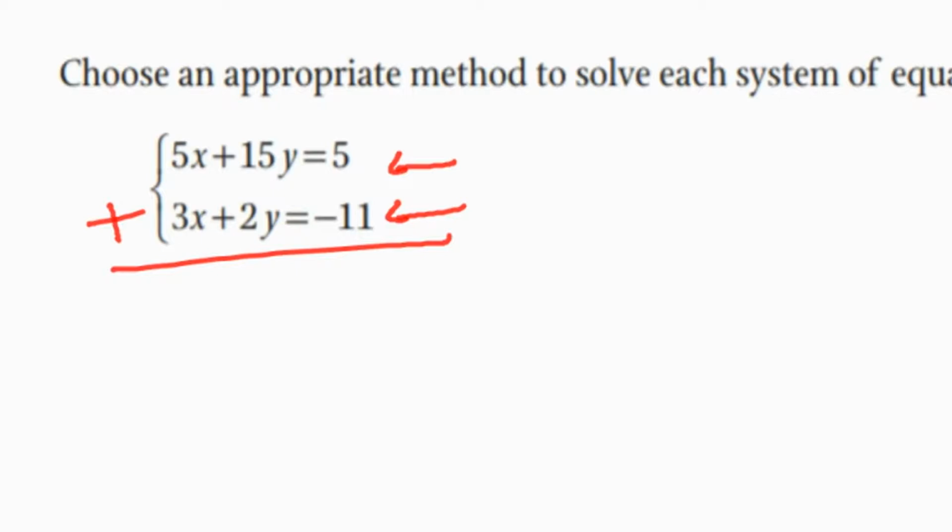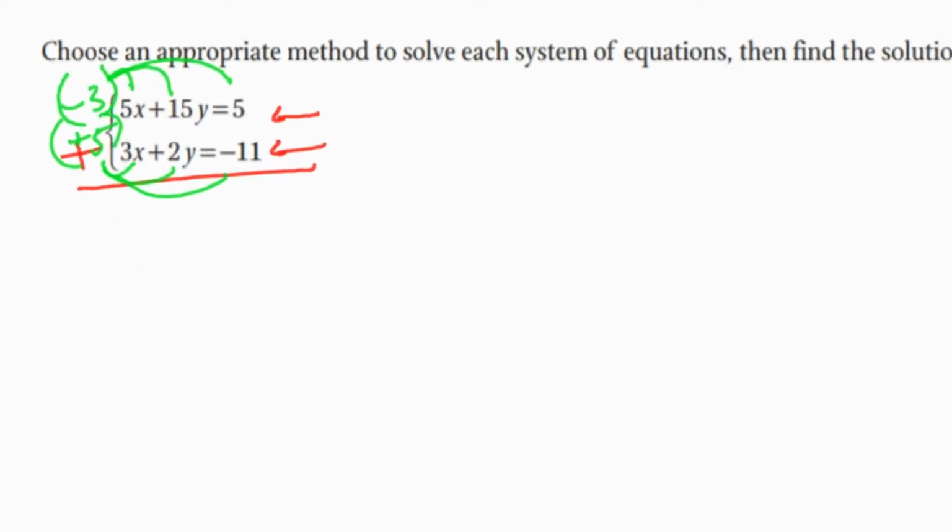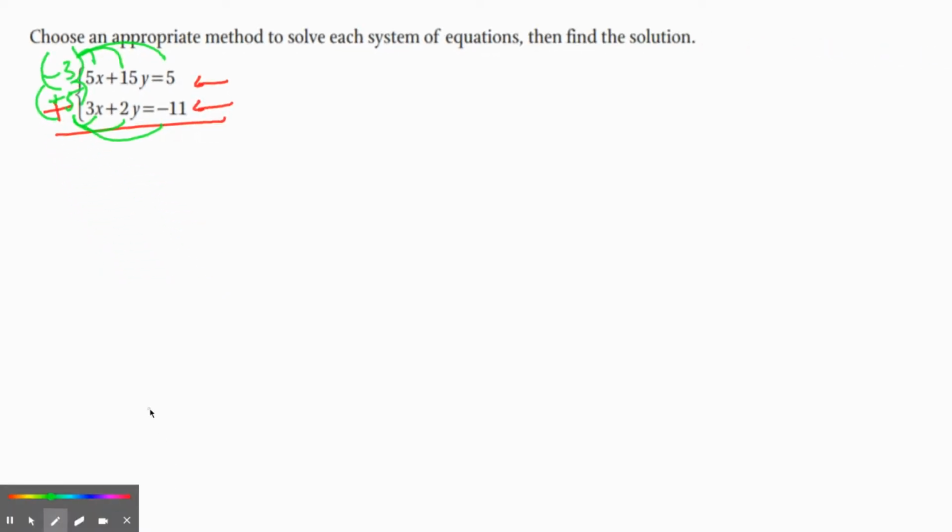And let me show you why. If I multiply the top equation by -3, I'll get -15x for my first term. Of course, I got to multiply everything else in the top by -3. And then the bottom equation, if I multiply by +5, I'll get +15x. And that -15x and +15x will add up to 0. So that's my goal here.